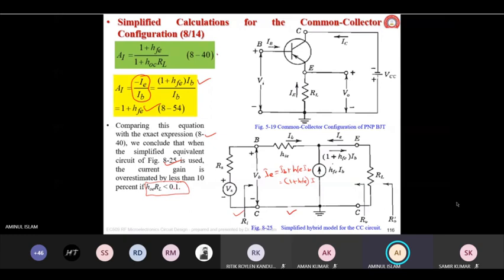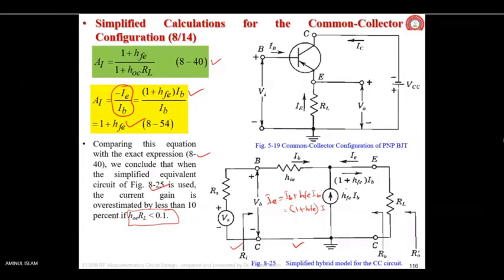This is what we derived earlier. It is a detailed calculation without any approximation. See that if HOE RL is less than 0.1, then AI can be approximated as 1 plus HFE, and hence the error that occurs is less than 10%.